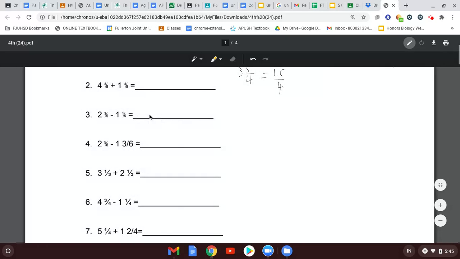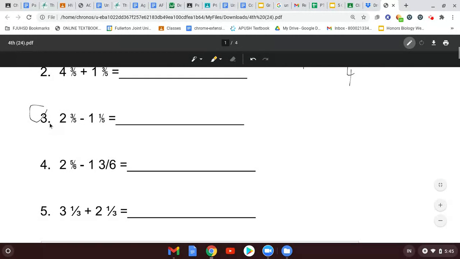Okay, so let's try doing number 3. This is subtraction. However, we first need to do the same thing. So since we're trying to make 2 3/5 into an improper fraction, it would be 2 times 5, which is 10. 10 plus 3, which is 13. 13 over 5. And then we do 1 1/5. So 1 times 5 is 5, plus 1 is 6. So we have 6 over 5.